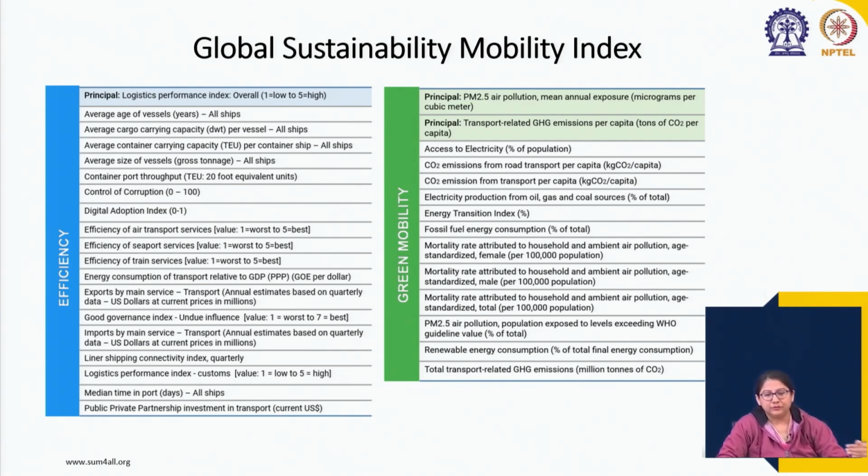So, in here PM 2.5 pollution, the percentage of population who are exposed to PM 2.5 far exceeding the levels as mentioned by WHO guidelines, the renewable energy consumption and total transportation related greenhouse gas emissions. So, these are the overall indicators for sustainable mobility index and sustainable mobility performance evaluation.